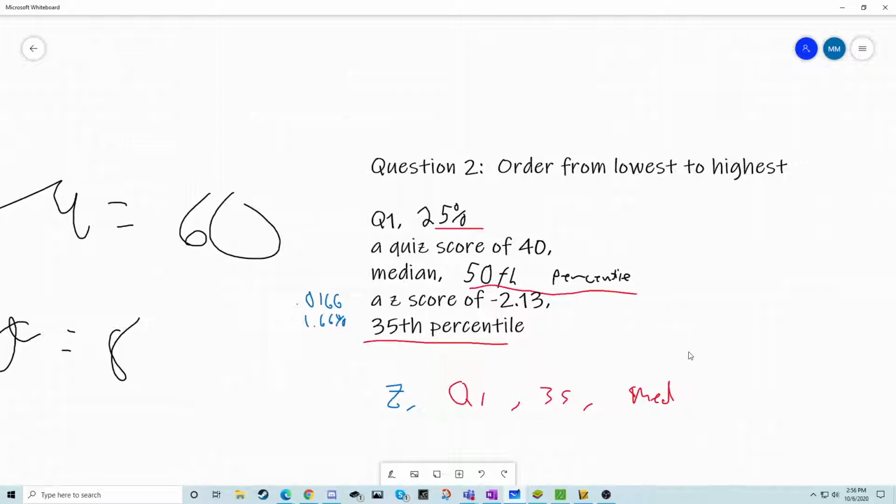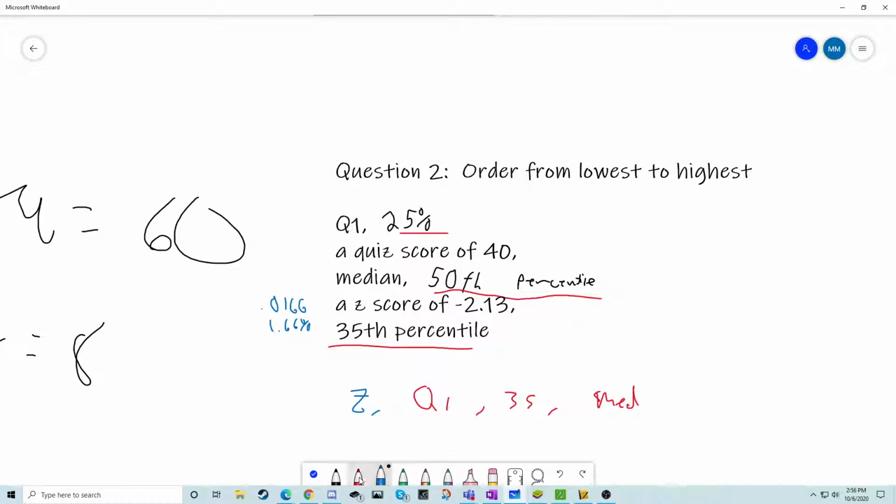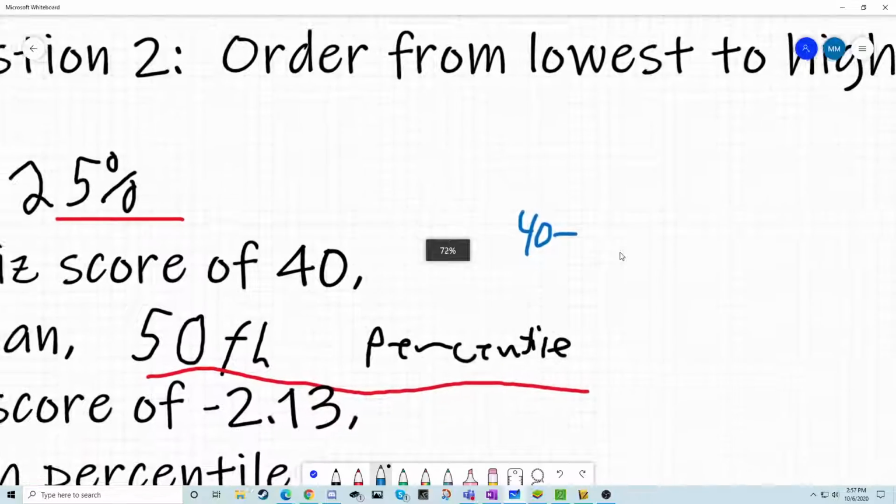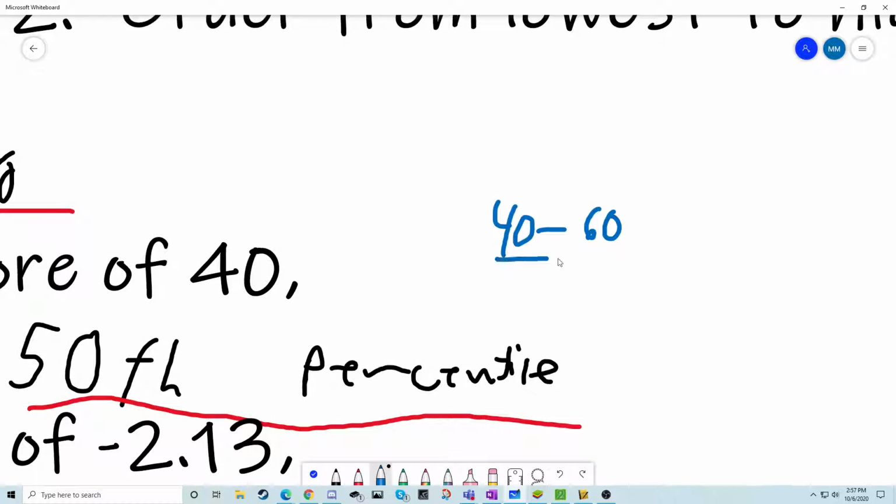So, for the quiz score of 40, let's change to a z-score. We do x minus the mean over the standard deviation to get a z-score. And when I plug that in my calculator, with those parentheses so I don't screw it up, we end up with z equals negative 2.5.